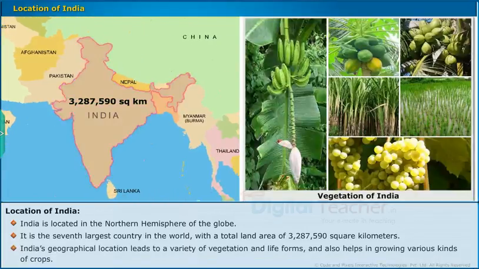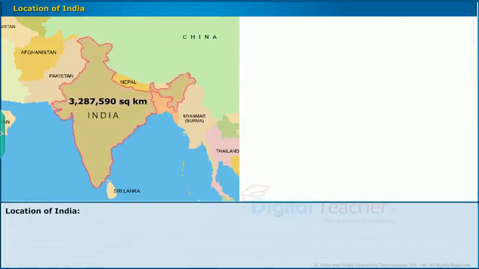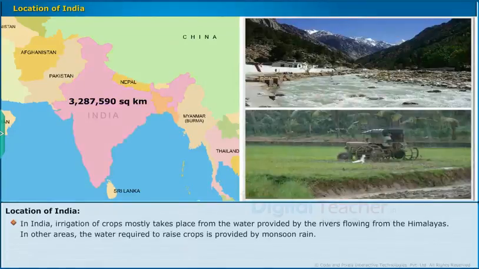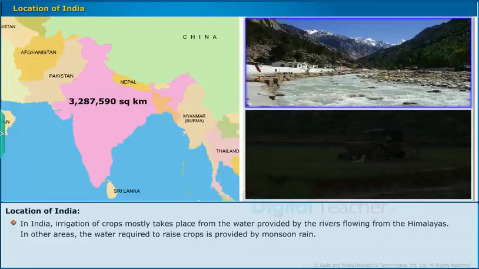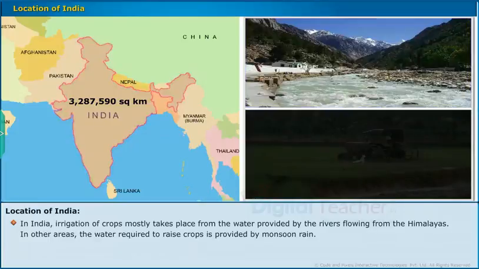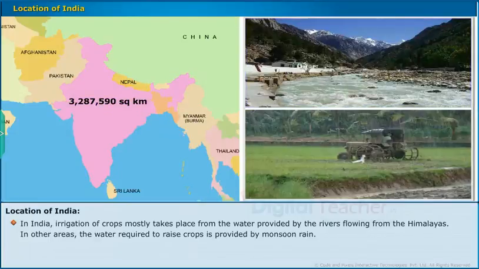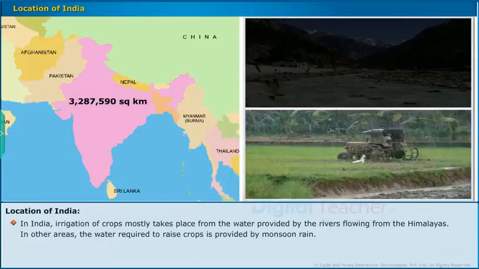India's geographical location leads to a variety of vegetation and life forms, and also helps in growing various kinds of crops. In India, irrigation of crops mostly takes place from the water provided by the rivers flowing from the Himalayas. In other areas, the water required to raise crops is provided by monsoon rain.